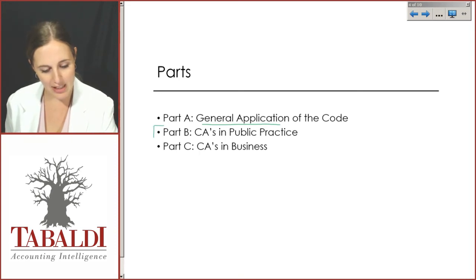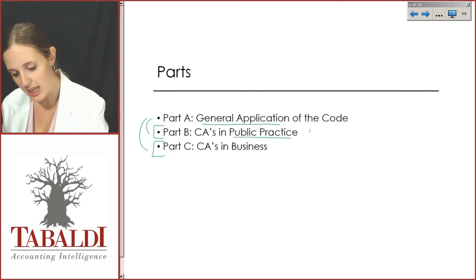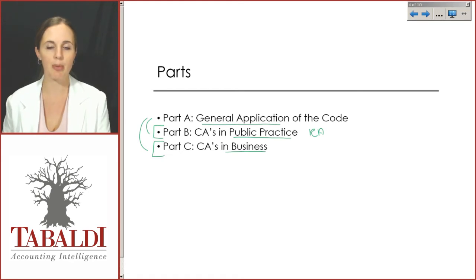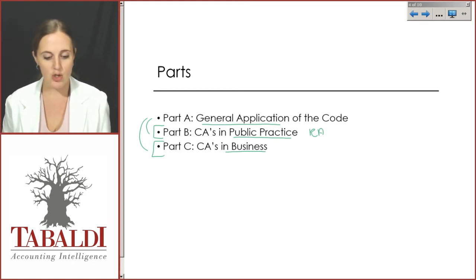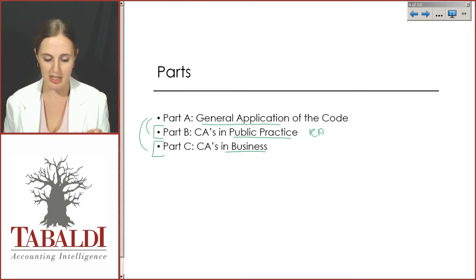We then will either use Part B or Part C, depending on whether or not we're dealing with CAs that are in public practice, in other words, your registered auditors, or whether or not we're dealing with CAs in business, people that are financial managers, financial directors, accountants, whatever the case is. So your Part B deals with auditors and Part C deals with your accountants in general, whether you're running a business, whether you are in commerce, you're a financial manager, financial director, accountant, CEO, whatever the case is.